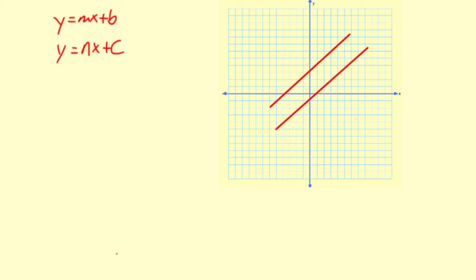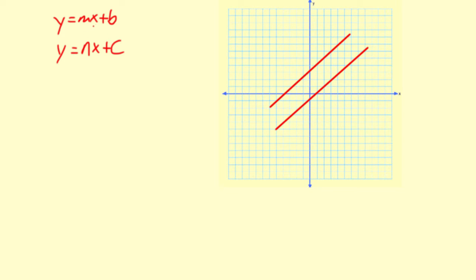So the big picture for this lesson is parallel lines and perpendicular lines, and how do you tell whether two lines are parallel or perpendicular, and how can you write an equation for a line that is either parallel or perpendicular. Well, I have two different versions of slope-intercept form.